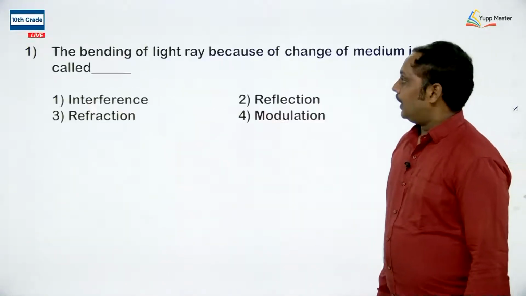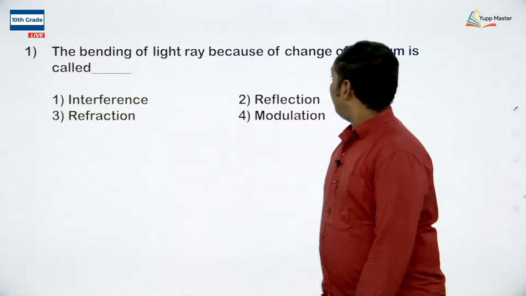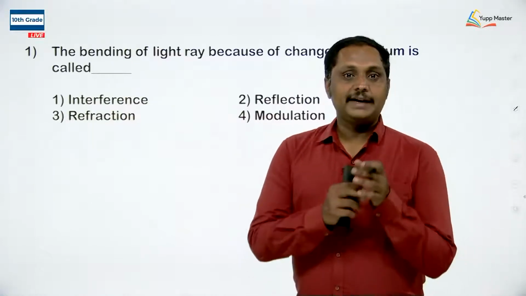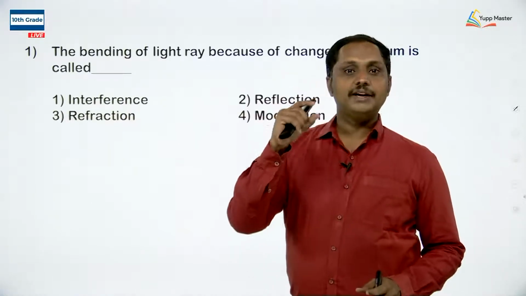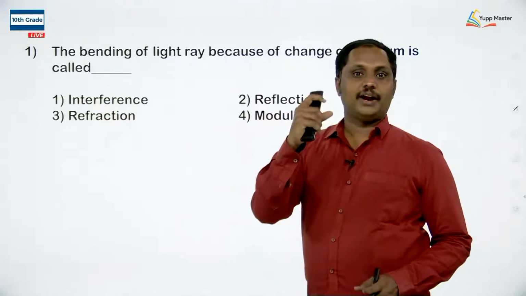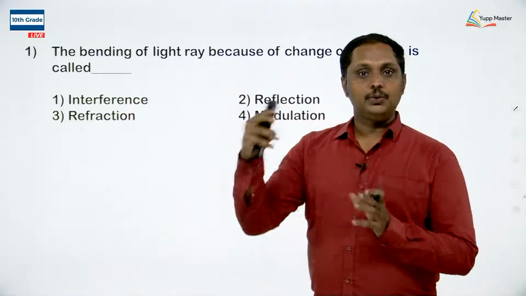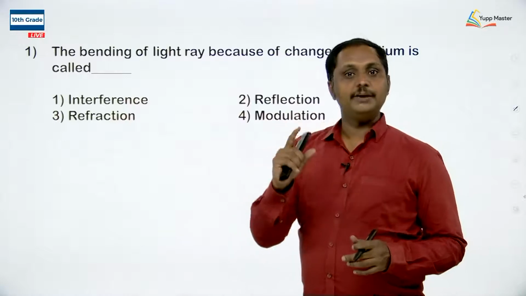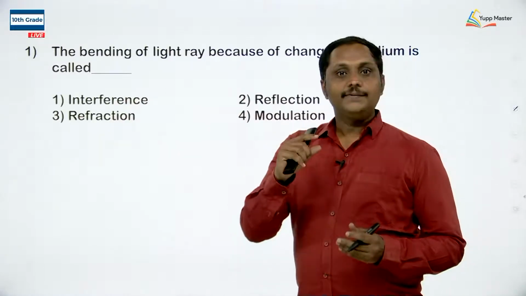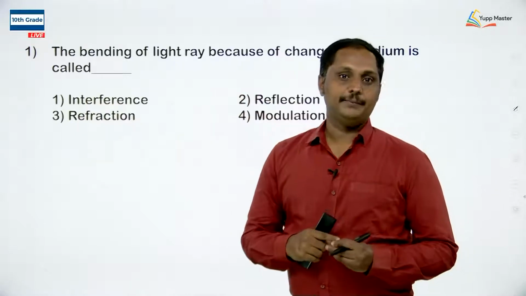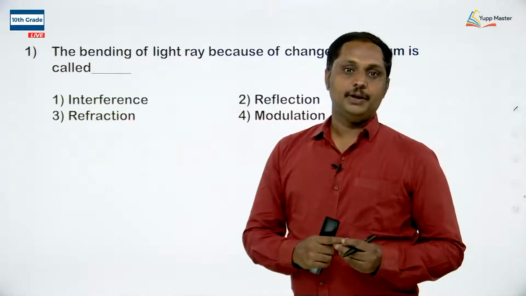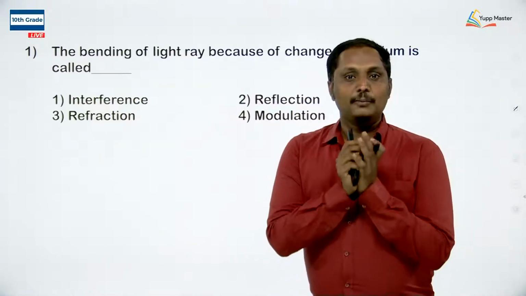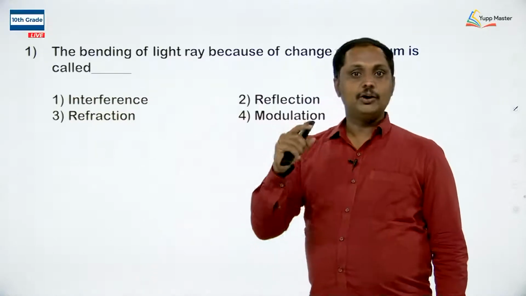Please have a look. The bending of light rays because of change of medium is called. Generally, the bending of light rays is the phenomenon of refraction. Suppose you have taken two media, first medium and second medium. Whenever light enters from one medium to another, from rarer medium to denser medium or denser medium to rarer medium, there exists a bending of light rays. The common phenomenon observed is bending of light rays.